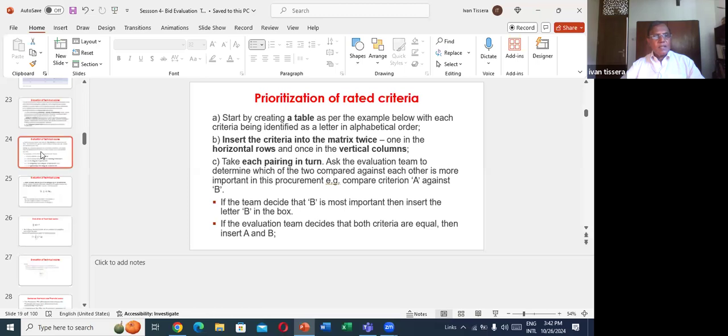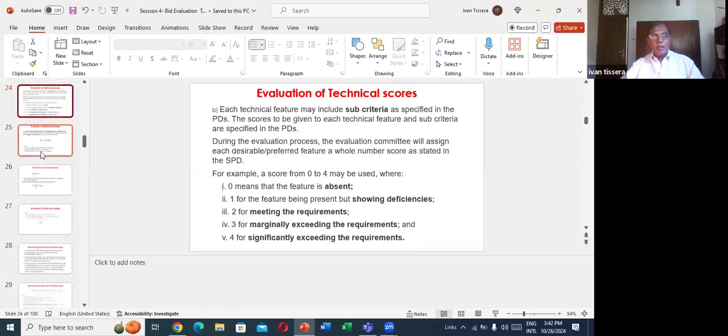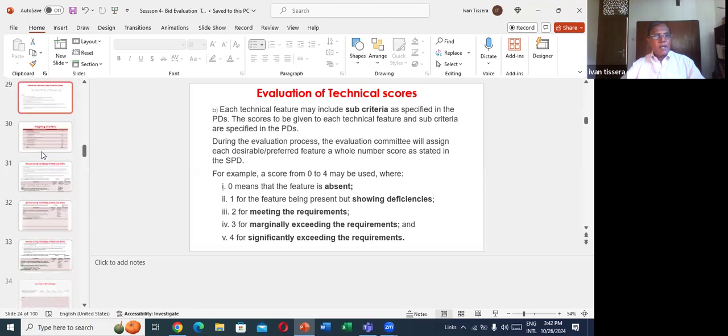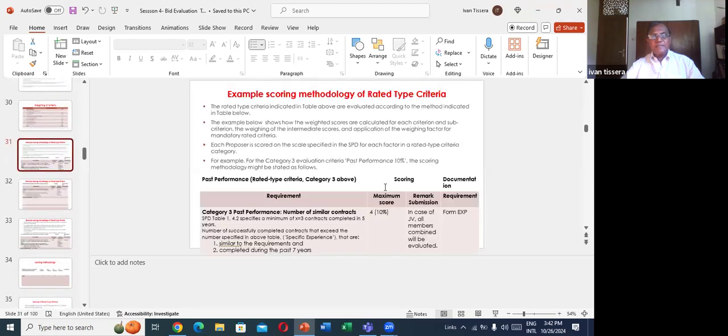Okay, this is arbitrary information, past performance, right? For past performance, they consider 10%. That is the allocated weight. The methodology is how to do that. Category 3, past performance, number of similar contracts, that's how they will give marks. Table 1.4, that is the World Bank document: minimum of X equal 3 contracts completed in 5 years.